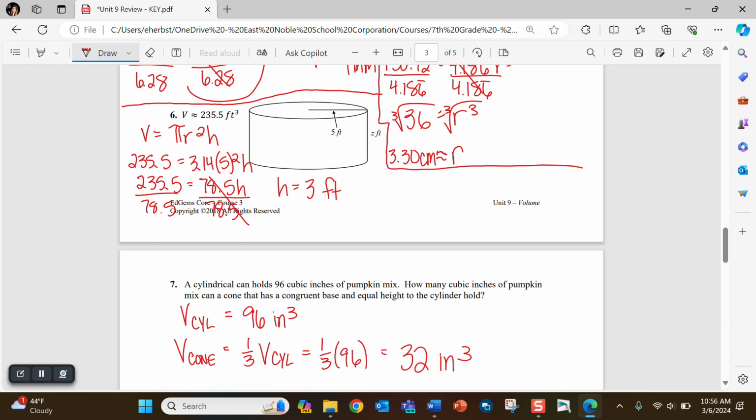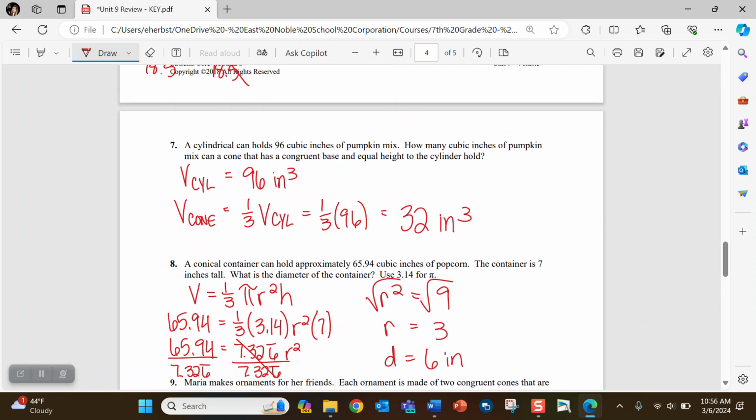So all they're wanting you to do here is, if you think about the cylinder, it's 3 times the size, or holds 3 times the amount that the cone does. So you're just taking 96 and dividing it by 3. So we get 32 inches cubed.